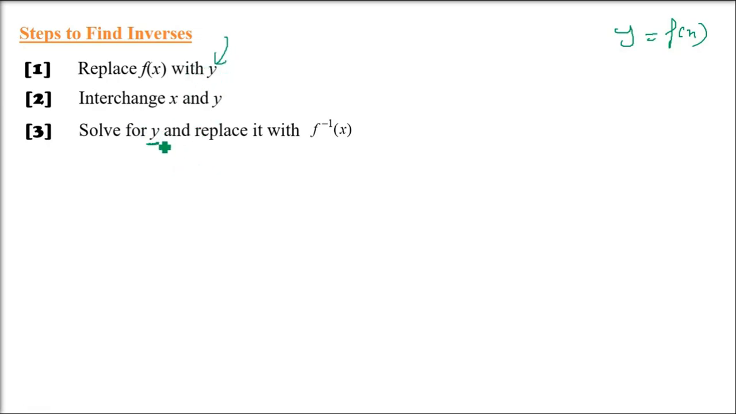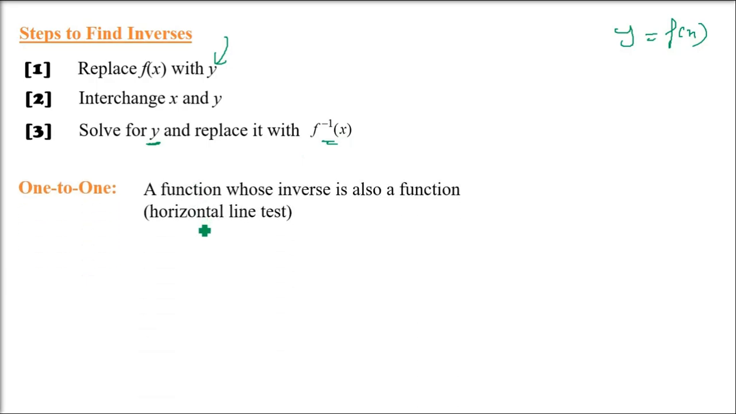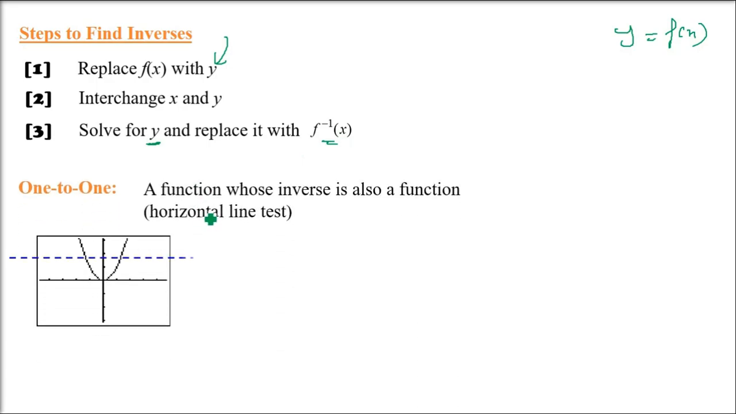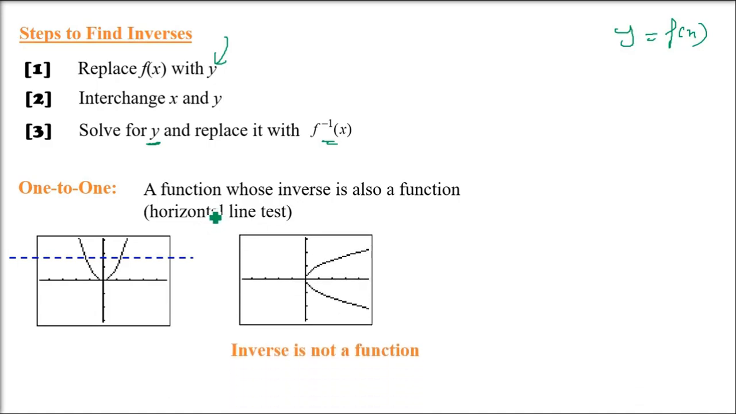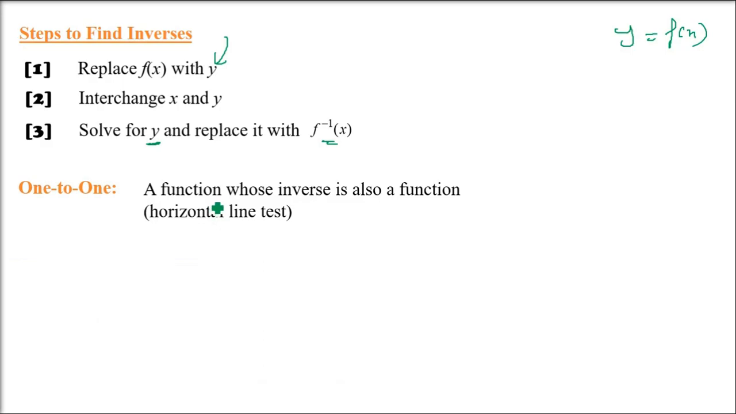And now we'll replace this y, or we'll say whatever y is the f inverse, and f inverse x is y only. Let me tell you again, for a function to have an inverse, it has to be a one-to-one function, and that is done through the horizontal line test. As we earlier saw, the vertical line test will show us whether a graph is a function or not.